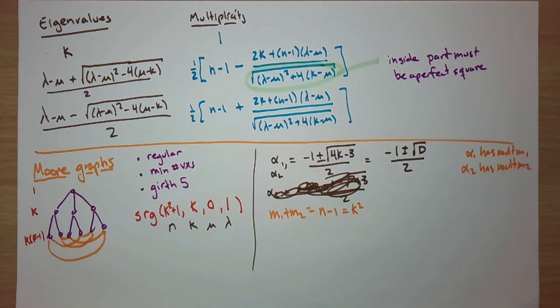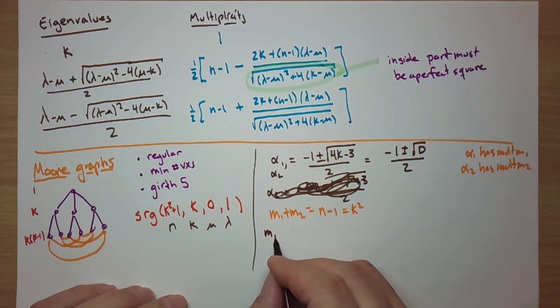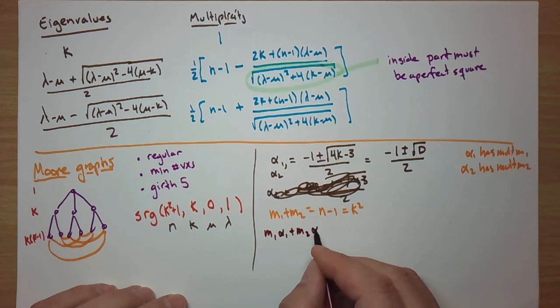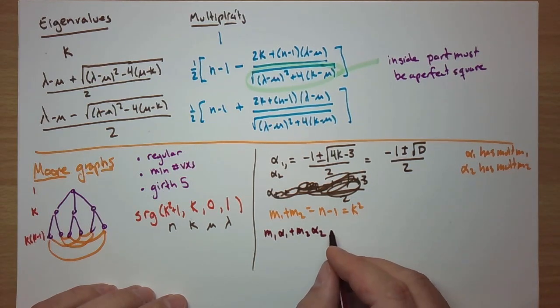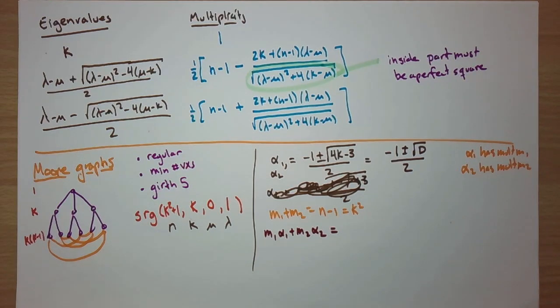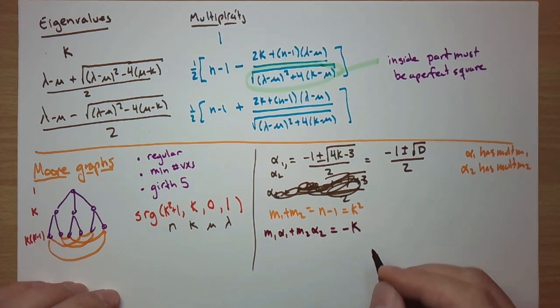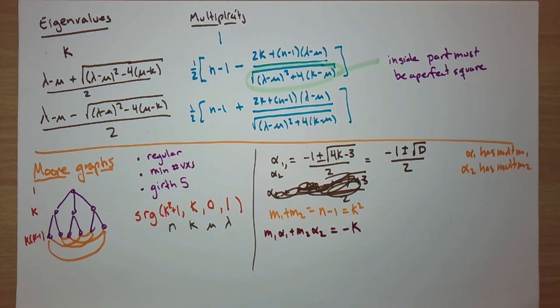All right, so now we have m1 plus m2. What would happen if we took m1 times alpha 1 plus m2 times alpha 2? What would that be? Negative k. Why? Because m1 alpha 1 plus m2 alpha 2 plus k is all the eigenvalues, which is 0. Right. It's essentially the trace. So instead of alpha 1 plus alpha 1 plus alpha 1, we just said it's m1 times alpha 1, and so forth and so on.